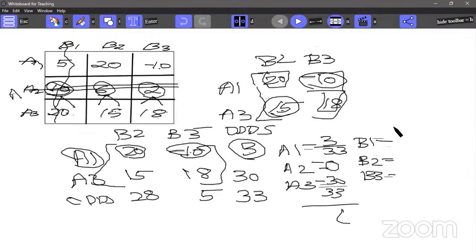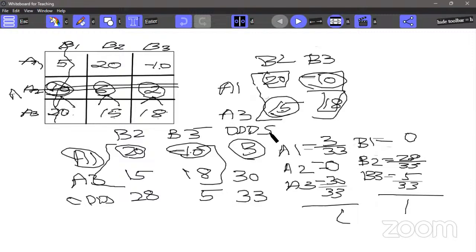Now, tell me for B, what is the chance that he will use B1? 0. Very good. What is the chance that he will use B2? 28 by 33. Very good. You people are fast learners. B3? 5 by 33. What's the sum? 1. Okay. Is that clear?